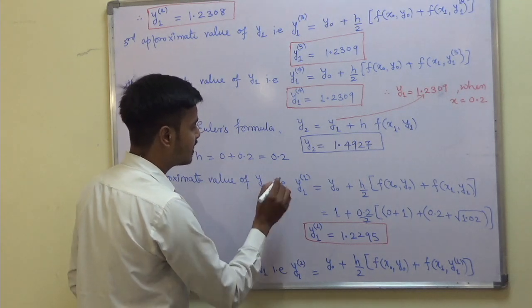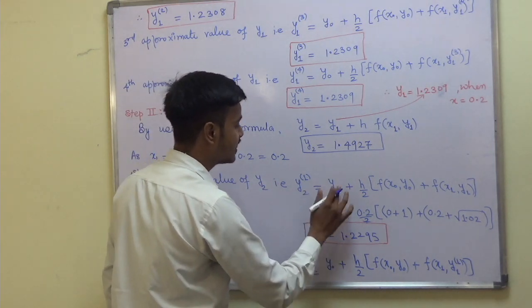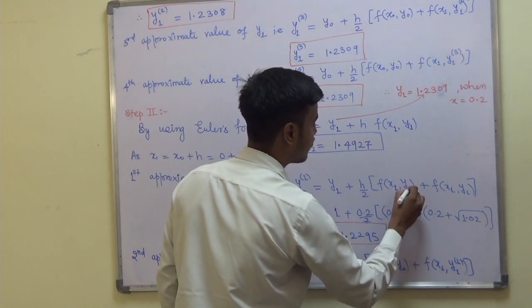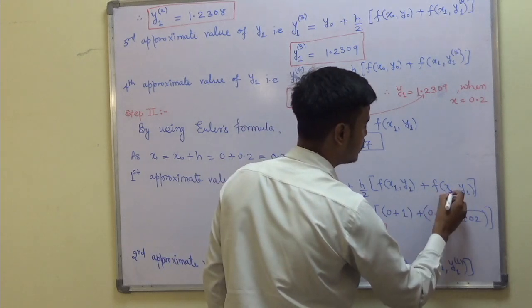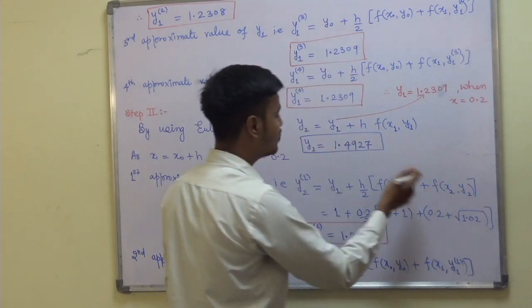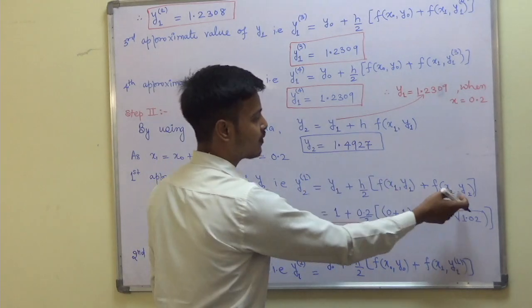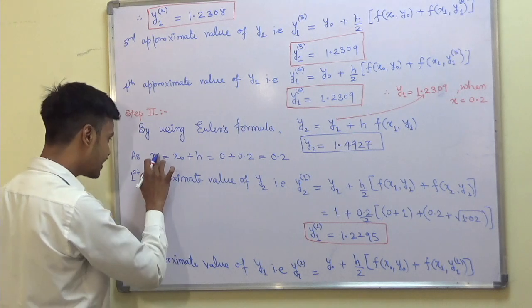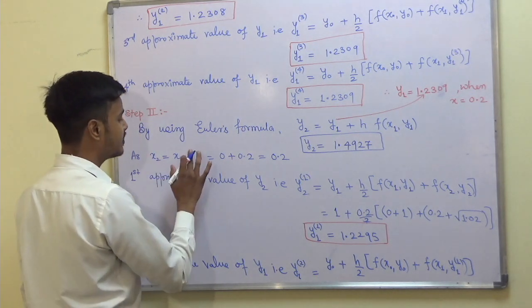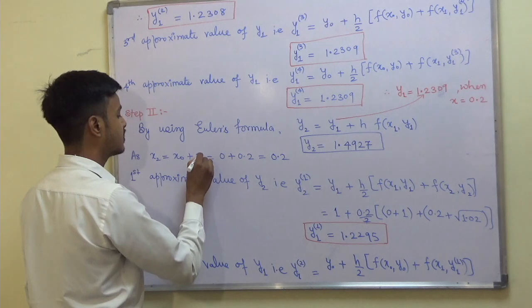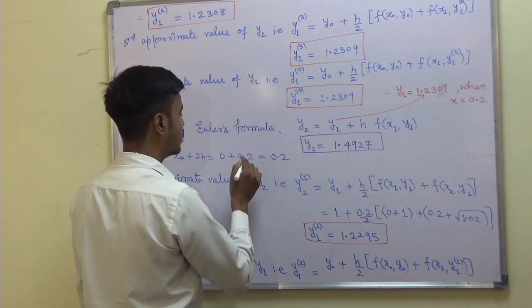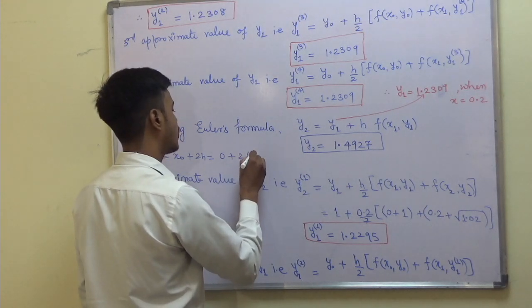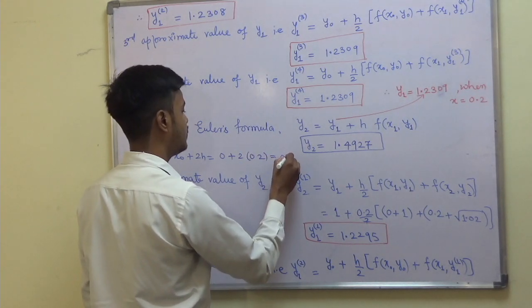So the first approximate value of y2 will be given by the formula y1 plus h by 2 times f of x1, y1, x2, y2. So y2 we have, x1 y1 we have. So what we need to find? x2. So what is x2? x2 is x0 plus 2h. So this is 2 times 0.2, so this comes out to be 0.4.